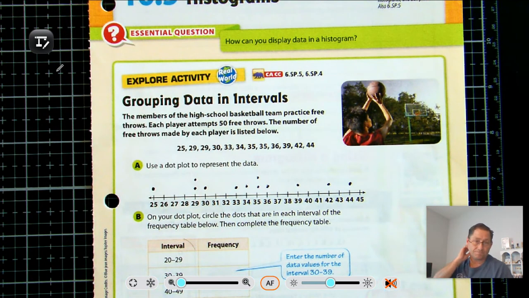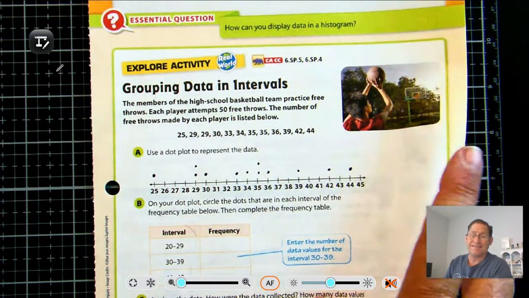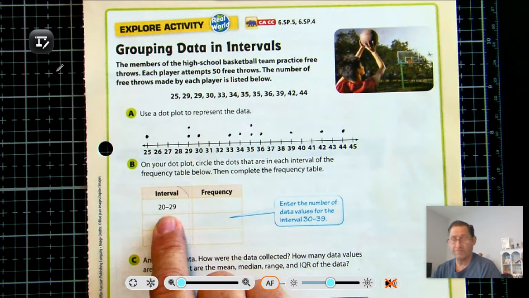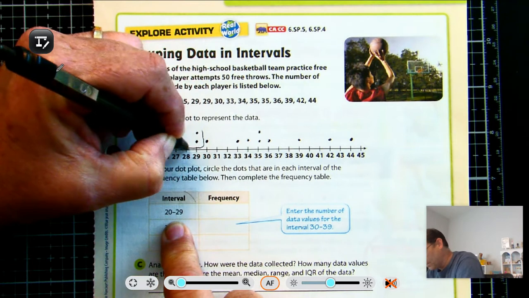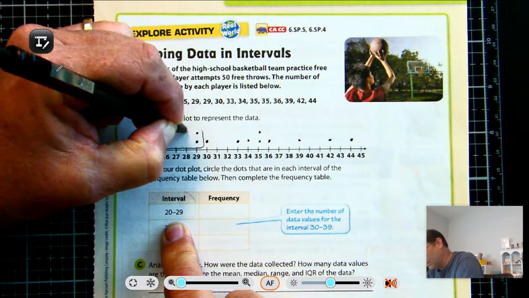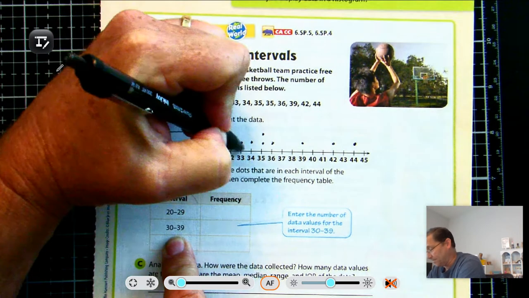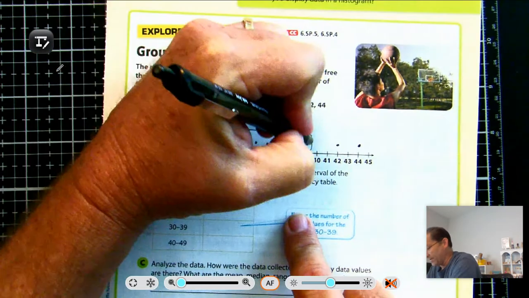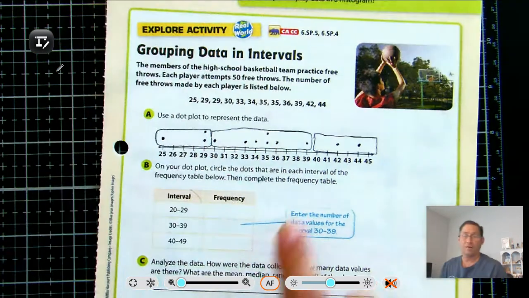All right. And so on your dot plot, circle the dots that are in each of the intervals in the frequency table below, then complete the frequency table. So we have an interval from 20 to 29, 30 to 39, and 40 to 49. All right.